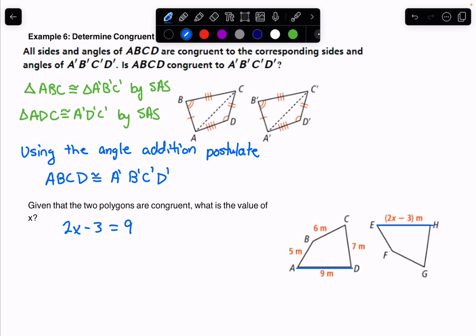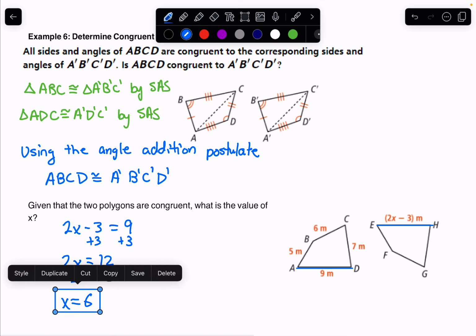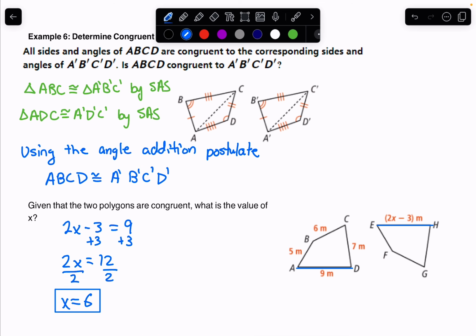x. So we will add 3, and we'll get 2x equals 12, divide by 2, and we get x equals 6, right? It's the only unknown there. M's are always just meters. So x equals 6 there. Easy problem. We'll have some like that on our work today as well, where we're using the idea of these two shapes being congruent to make some algebraic equations and solve them.